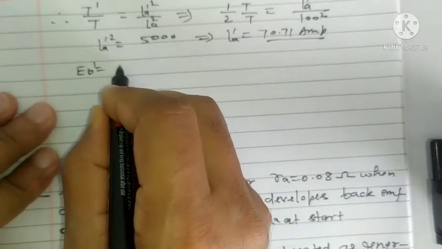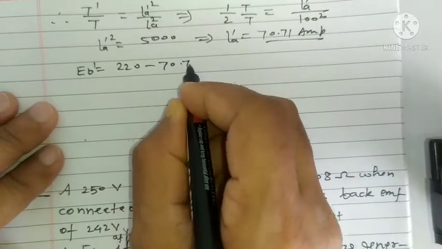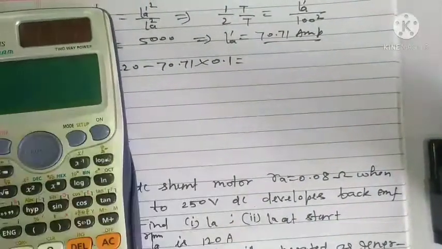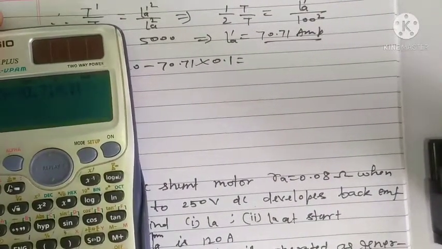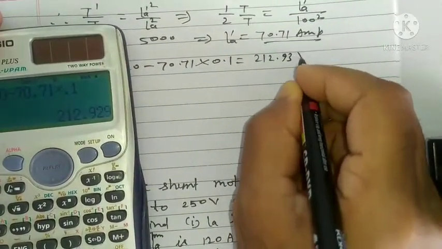EB dash will be V. What is V? 220 minus new current, 70.71, into R, which is 0.1. So you will get 220 minus 70.71 into 0.1. It comes as 212.93 volt.